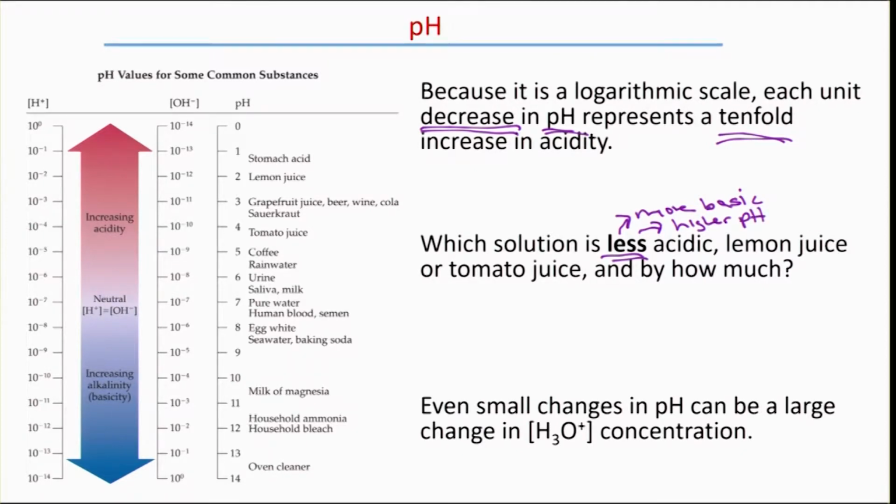So when I'm looking at lemon juice and tomato juice, the way I'm comparing them to see which one's less acidic is the one that has the higher pH. Lemon juice is over here at a pH of 2, tomato juice roughly right around 4. So tomato juice is less acidic because it has a higher pH. Now, it has a change of 2 pH units.